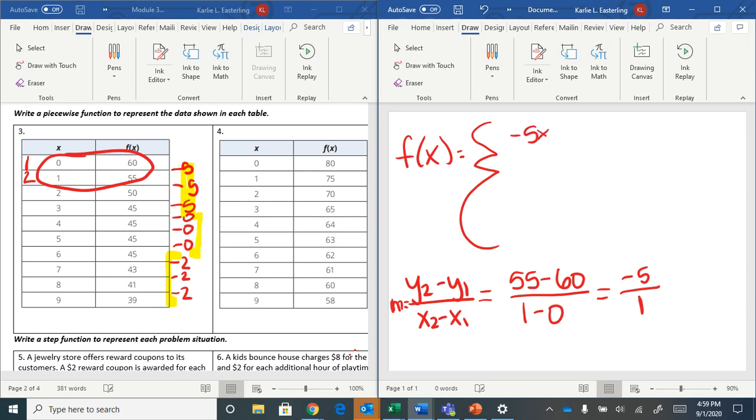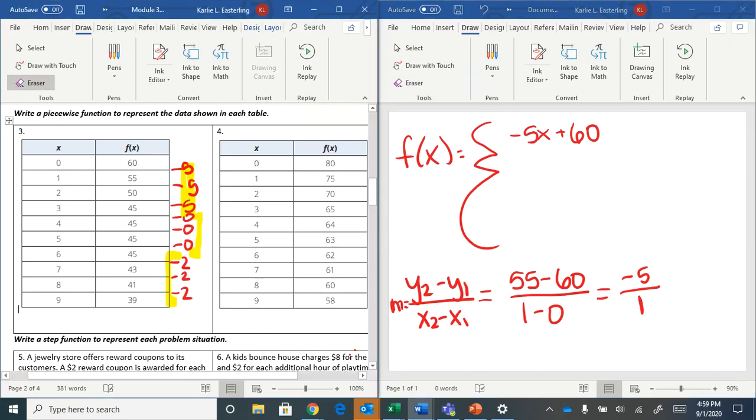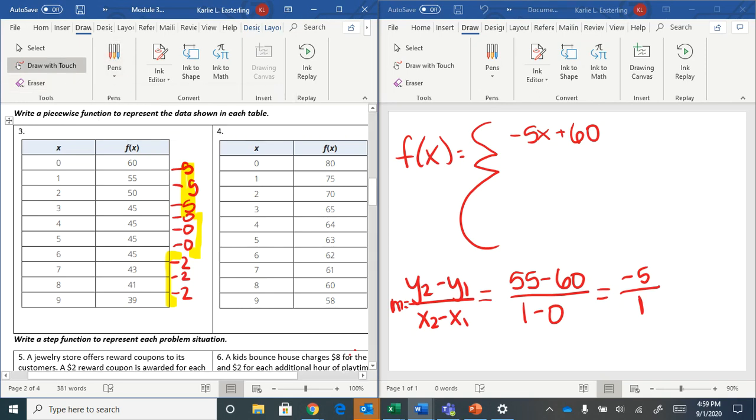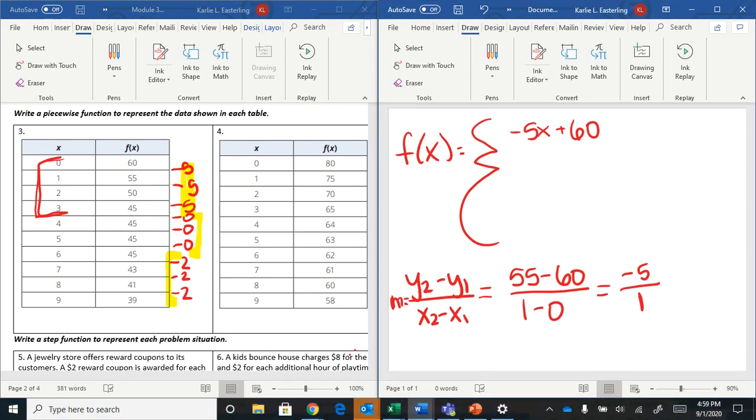So we have -5x, and this was an easy one for us to get that y-intercept for because of that 0. So we know that that touches our y-axis at 60. So once we know that, we then got to talk about the domain of that piece. So we went from 0 to 3, subtracting 5. So we're going to start with that 0.